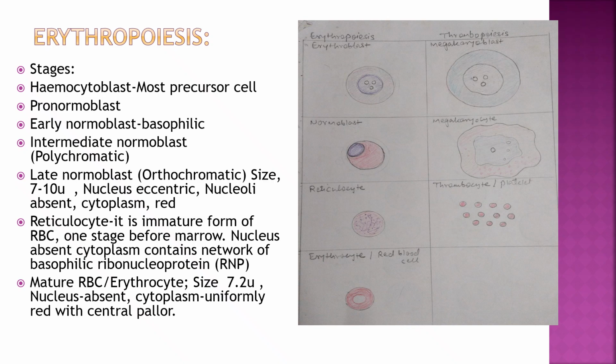Then the nucleus breaks down and then reticulocyte is formed. This is the immature stage of RBC. Nucleus is absent, but in the cytoplasm there is a network of basophilic ribonucleoprotein. It is called reticulocyte. And then finally the mature RBC develops, that is 7.2 micron in size, nucleus absent and cytoplasm uniformly red with the central pallor. So in this diagram you can see all the stages of the erythropoiesis.